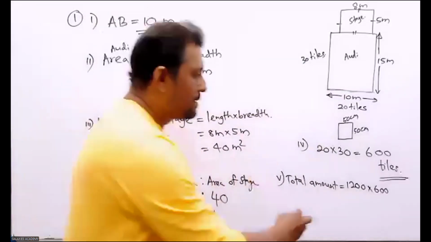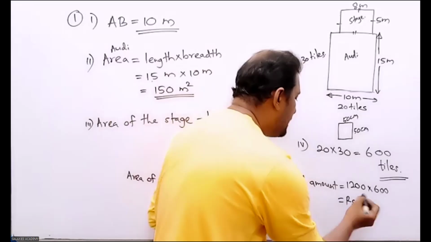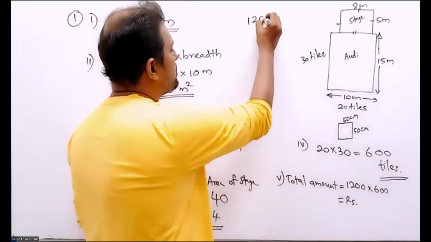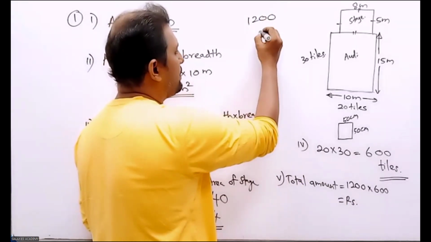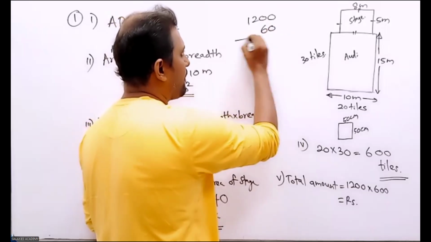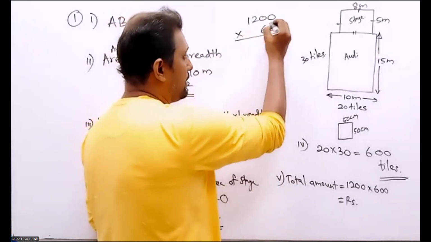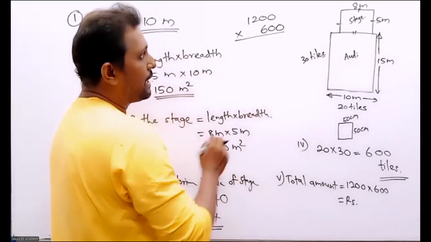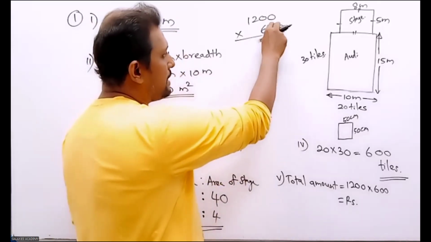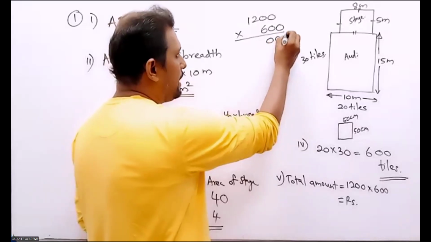This is the answer. Then you have to multiply correctly, right? 1,200 you have to multiply by 600. Then what can you do? These last zeros you can put at the end of the number.